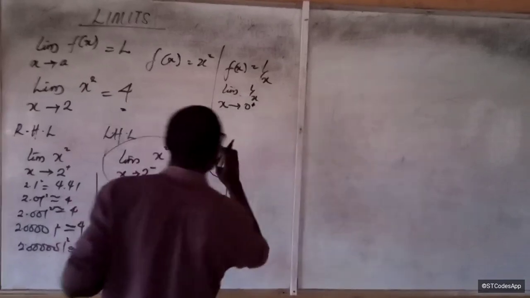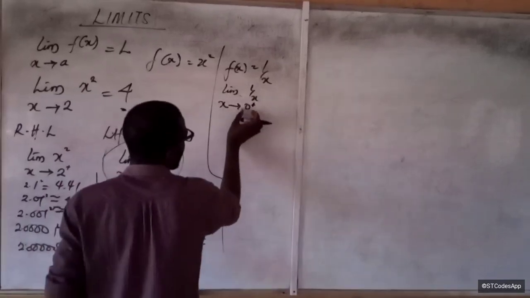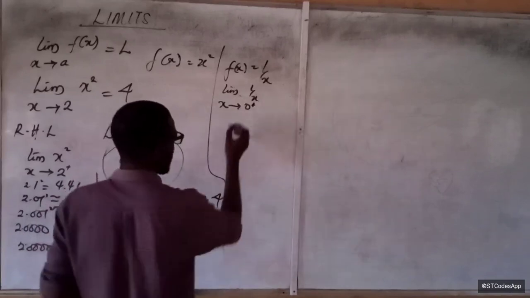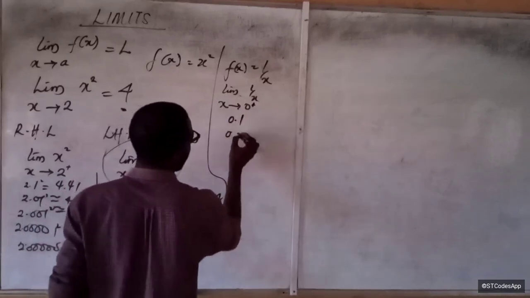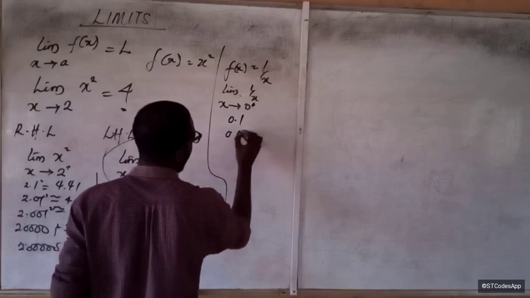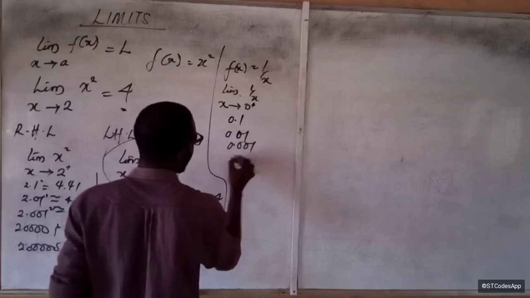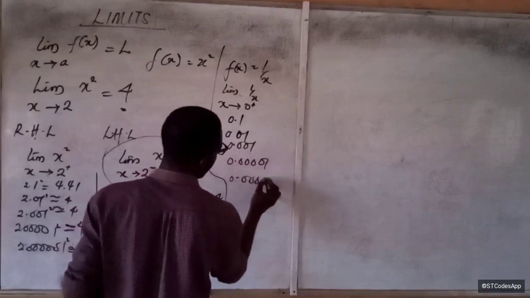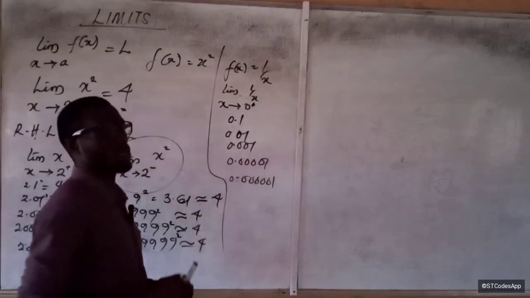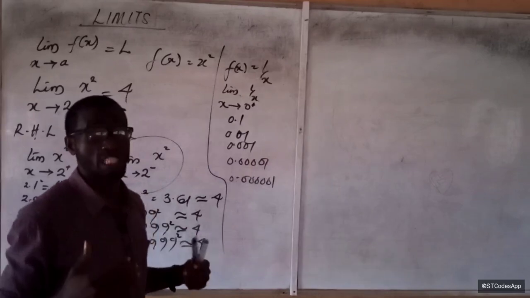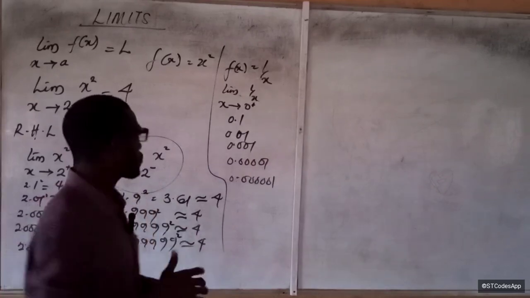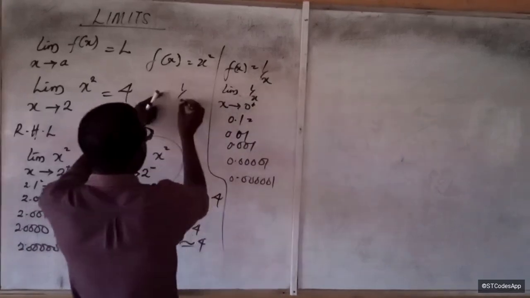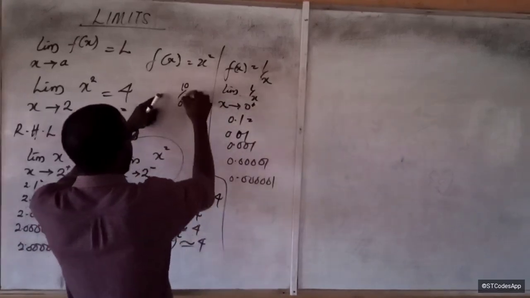So what does this mean? It means that if we plug in values that are close to 0 but are a little greater than 0. For example, we have 0.1, 0.01, 0.001, 0.0001, 0.00001, and so on and so forth until we have even an infinite number of zeros. Is that okay? So if we plug in this value, 0.1, into this place, we're going to have 10, right?